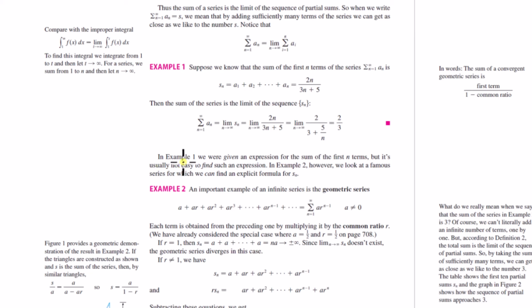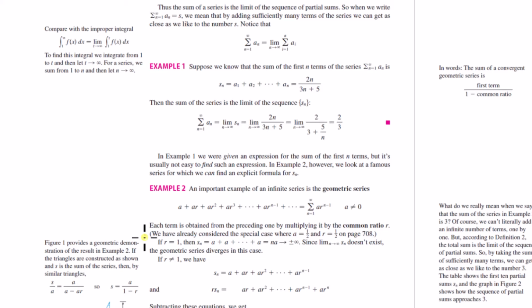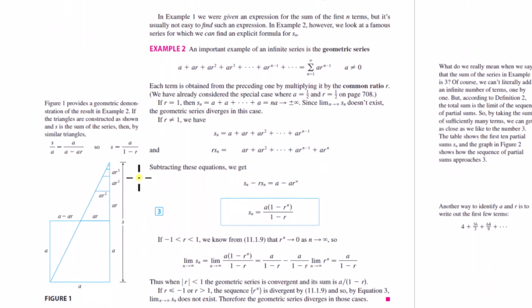And it says, in this example, we were given an expression for the sum of the first n terms, but it's usually not easy to find such an expression. In example 2, however, we look at a famous series for which we can find an explicit formula for S sub n, and this is the geometric series. In this section, we don't go over the arithmetic series because it's divergent.